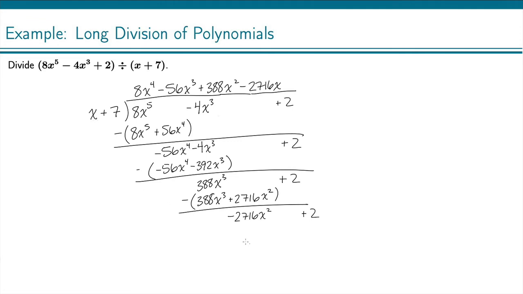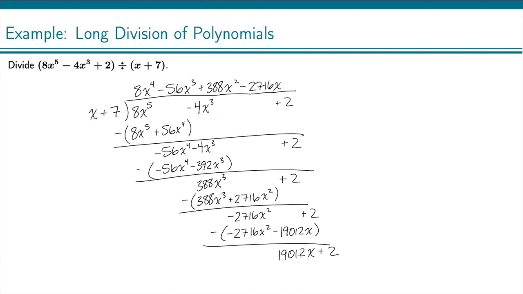So multiplying it by x gives us the same negative 2,716x squared, and then multiplying it by 7 gives us another nice big number. We're going to get negative 19,012x. And then we subtract. And these first terms cancel. And then we have nothing minus a negative, so plus 19,012x. And then carry that plus 2 down. All right, one more time, then we'll be done.